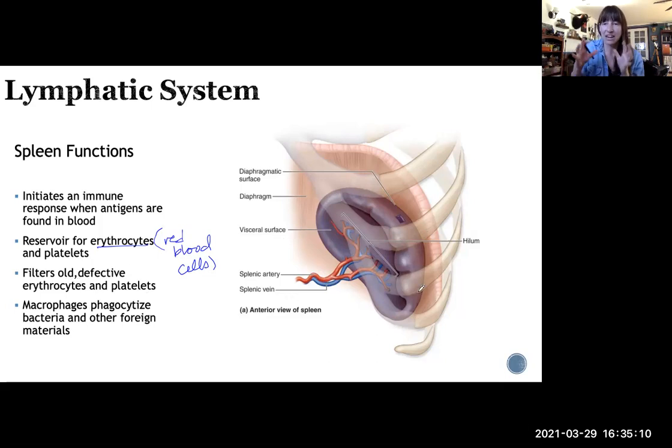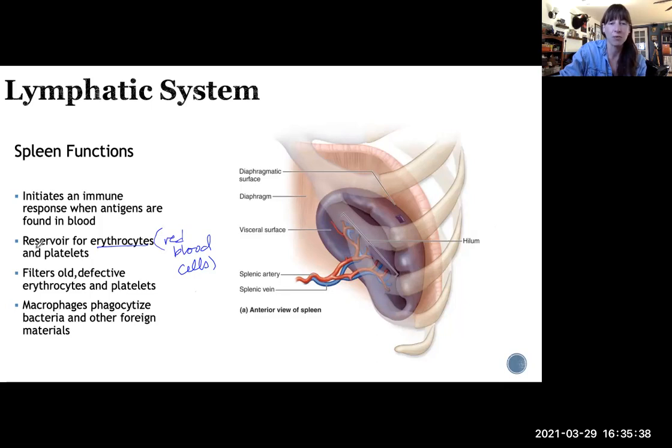They will be the ones that actually are going to phagocytize those cells, whether they are pathogens or, in the case of the spleen, your old defective erythrocytes as well. Eat them, put them into a lysosome with digestive enzymes, break them down into their smaller subunits so that the parts can be recycled, or in the case of a pathogen, just gotten rid of.